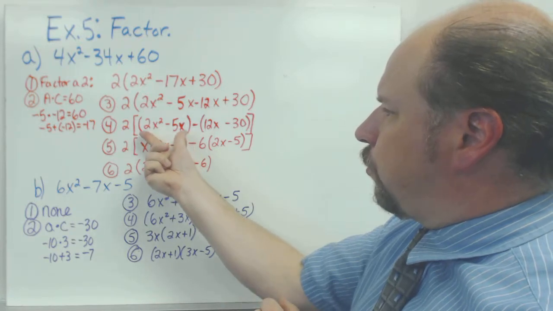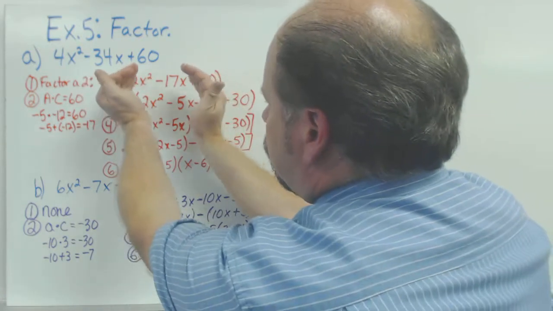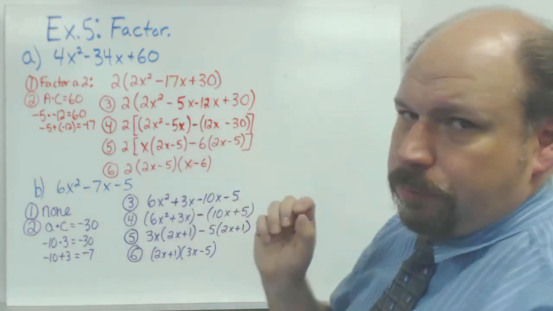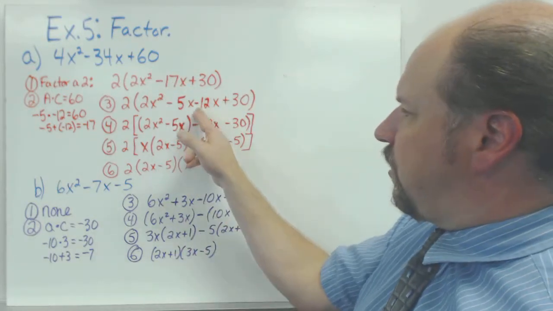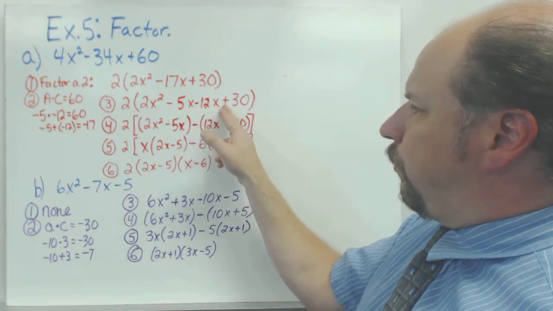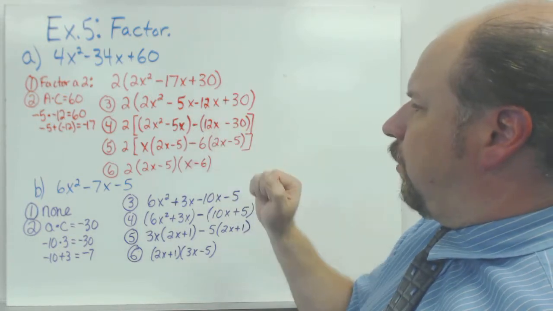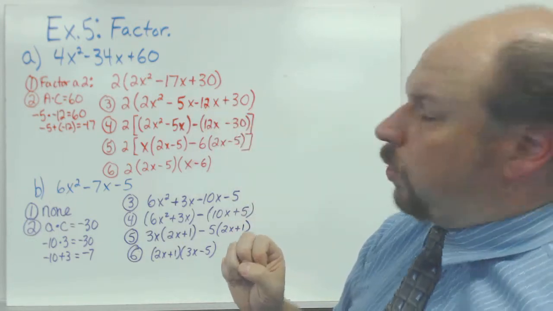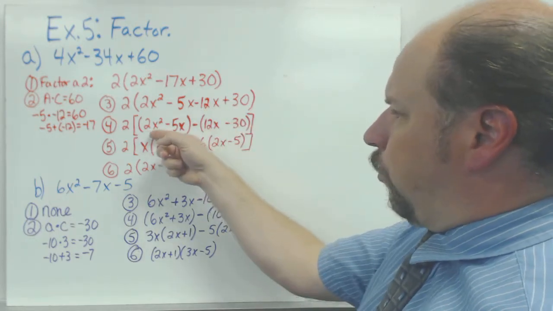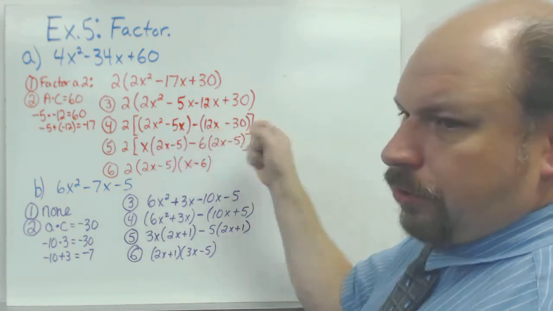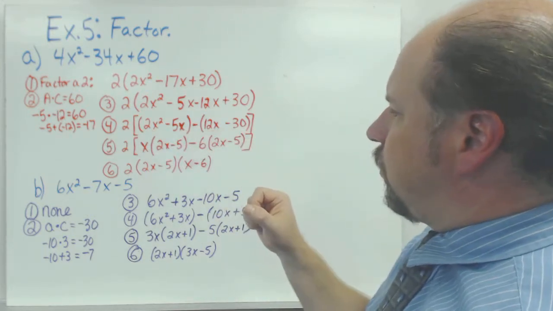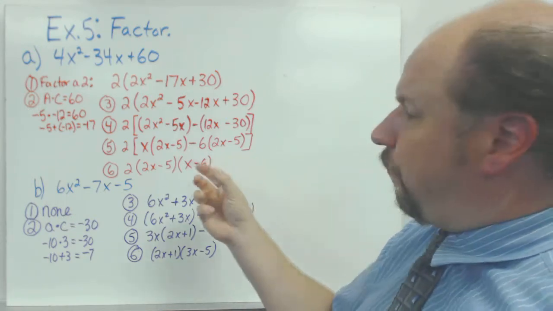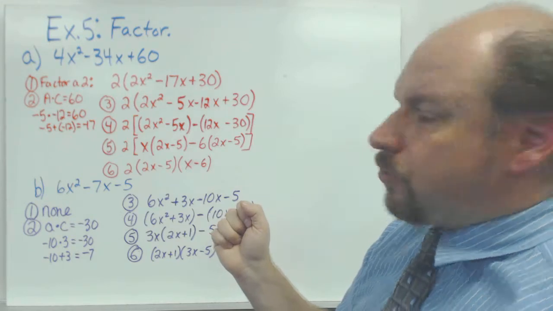Group the first two terms together, which is just right here. Group the second two terms together, which is right here. And remember, we have to be careful because this is negative. We have to change the sign here and make it negative also, because a negative times a negative is positive. Okay, so we've grouped this together, grouped this together, and so now we can go ahead and factor out the greatest common factor from each term.